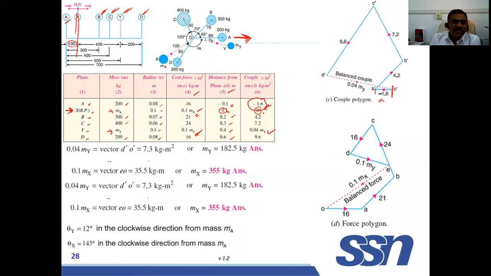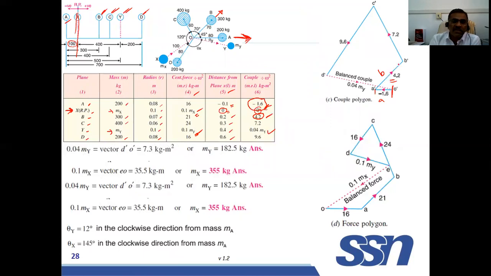Now this is 0. Then another one is mass B. What's the direction of the mass B? This is the direction of the mass B. See, you can see the direction. This is B, mass B. But what is the value? 4.2. You take it here, 4.2.